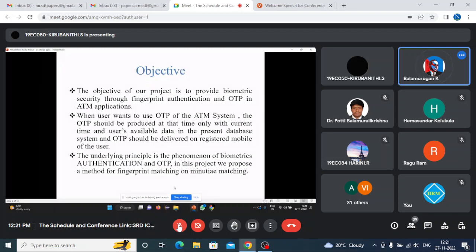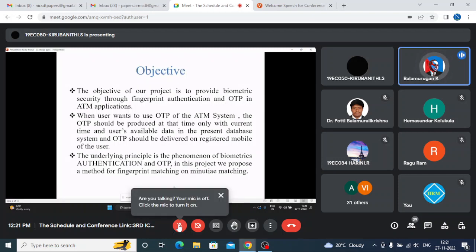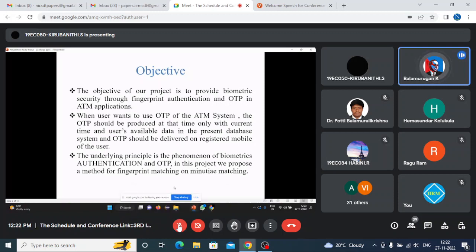The objective of the project is to provide biometric security through fingerprint authentication and OTP in an ATM application. When users want to use OTP of the ATM system, the OTP should be produced at the time only, with current time and the user's available data in the present database system, and OTP should be delivered on the registered mobile number of the user. The underlying principle is biometric authentication and OTP. In this project, we propose a method for fingerprint matching and minutiae matching.